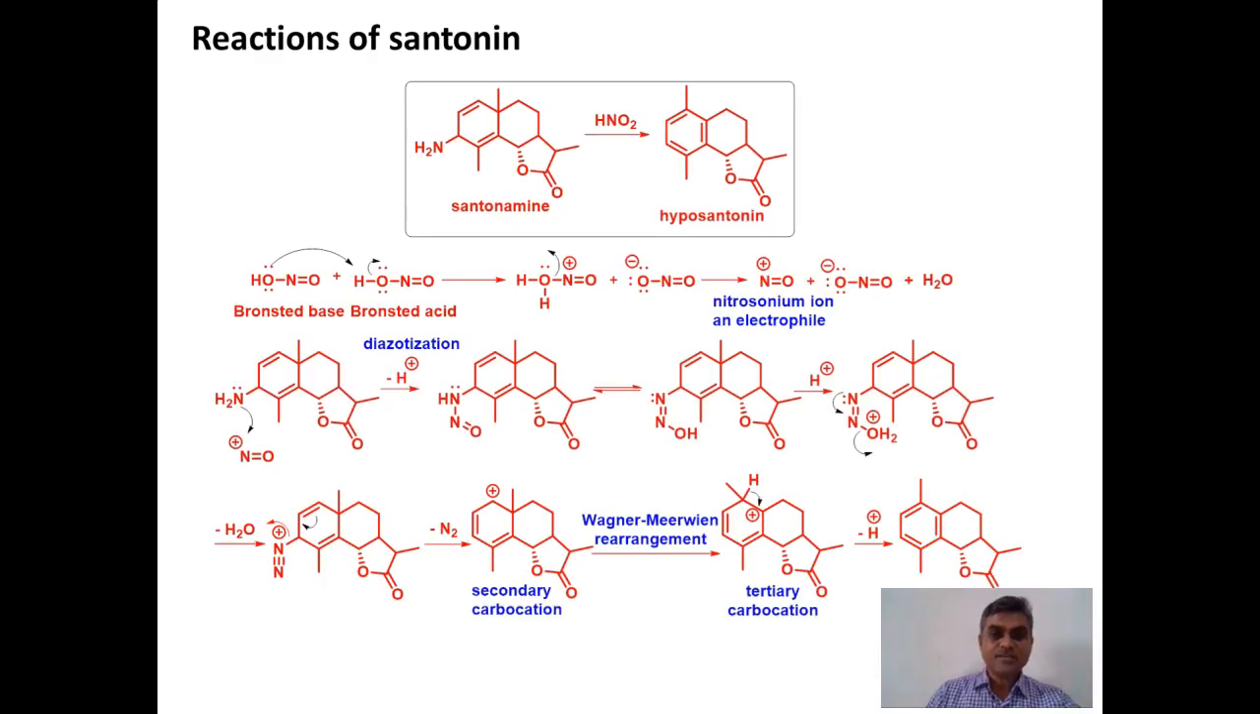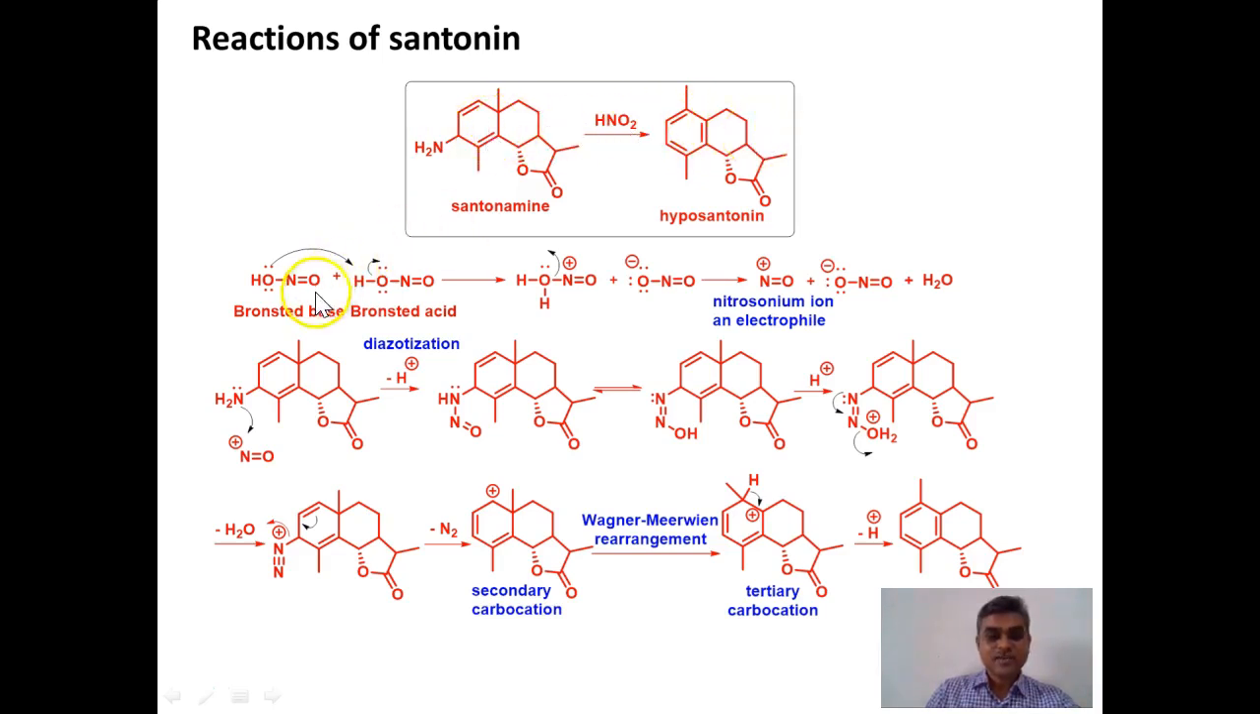Now here we have to convince ourselves how this rearrangement has occurred. Santonamide reacts with nitrous acid and hyposantonin is formed. There was a main issue related to the position of this methyl group in santonamide, and therefore this Wagner-Meerwein type of rearrangement involving diazotization, we have to understand the mechanism of this reaction.